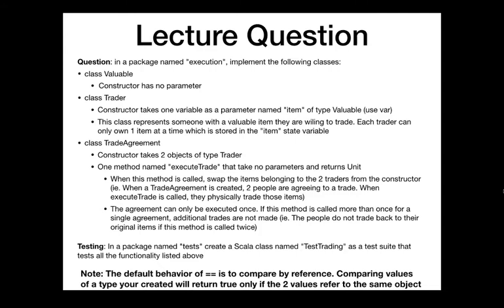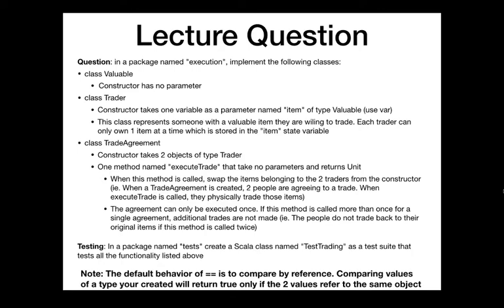And the question is, the crux of this problem, I suppose, is when that trade is executed, making sure that those items of type Valuable are traded by reference. So we don't want to have a trade happen and have 2 people have similar objects to what the other person had. We want these to be the exact same objects.